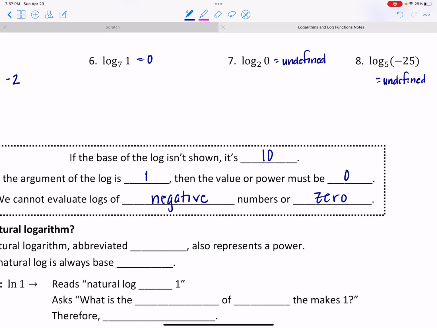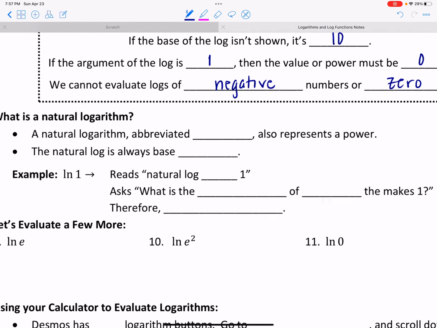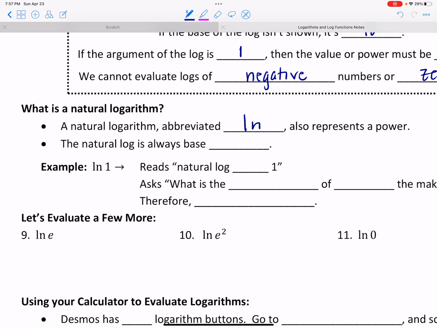Okay, so those are what we call the common log. We also have a natural logarithm. The natural logarithm is abbreviated ln. Not really sure why. I think this has something to do with the French language, but ln represents our natural logarithm. For the common log, I can put whatever base I want. For the natural log, our base is always e. With the natural log, that is it.